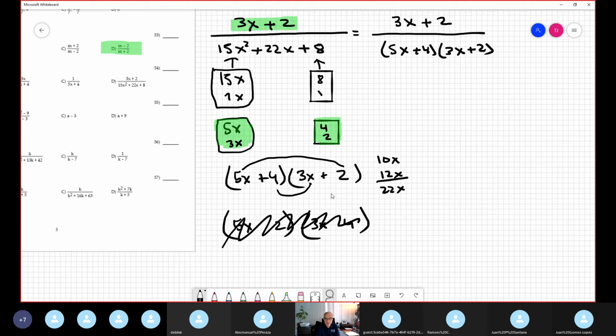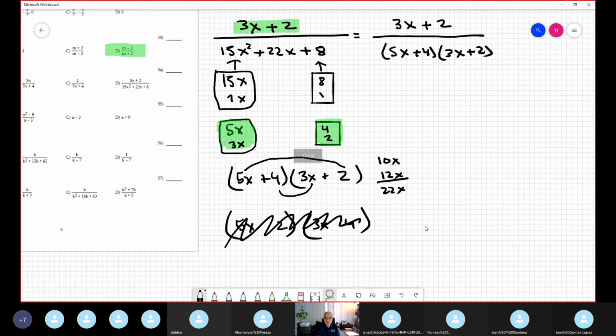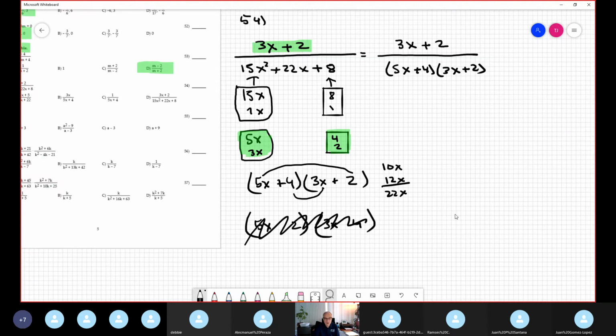Nice. I like that because I discovered that the factor 3x plus 2 is common and I cancel out. Okay, this is my final expression. On the top we have nothing, and nothing is 1. On the bottom we have only 5x plus 4. So the option C, look at that.